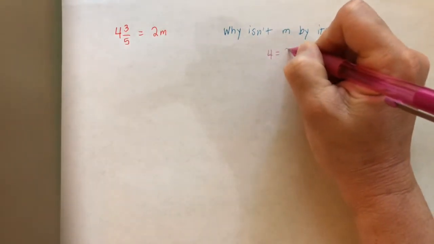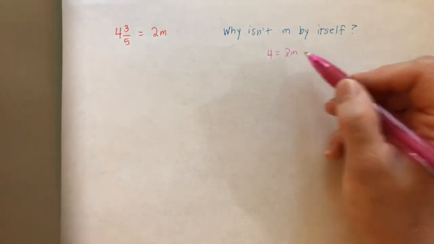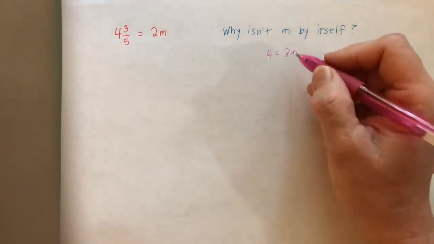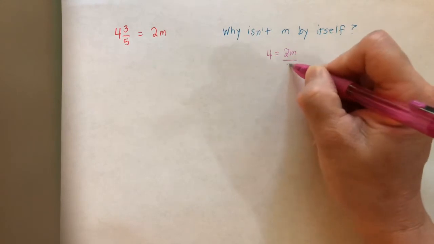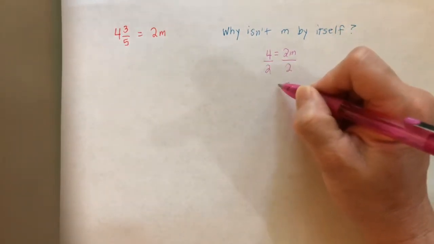Let's look at another one-step algebra problem that has fractions in it. Now, if I had given you a problem that said 4 equals 2m, you'd have no problem. You would know that m is not by itself because it's being multiplied by 2. We undo that by doing the inverse operation of division, and we would get m equals 2. And you wouldn't have any trouble at all. It's really no different when you have a fraction.